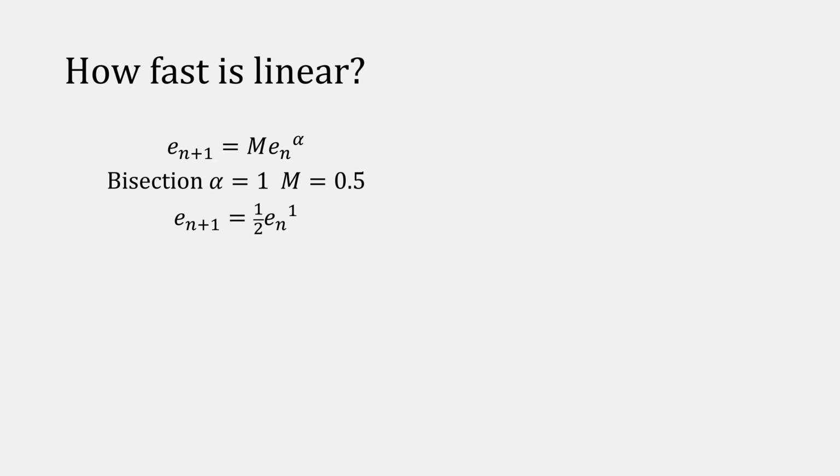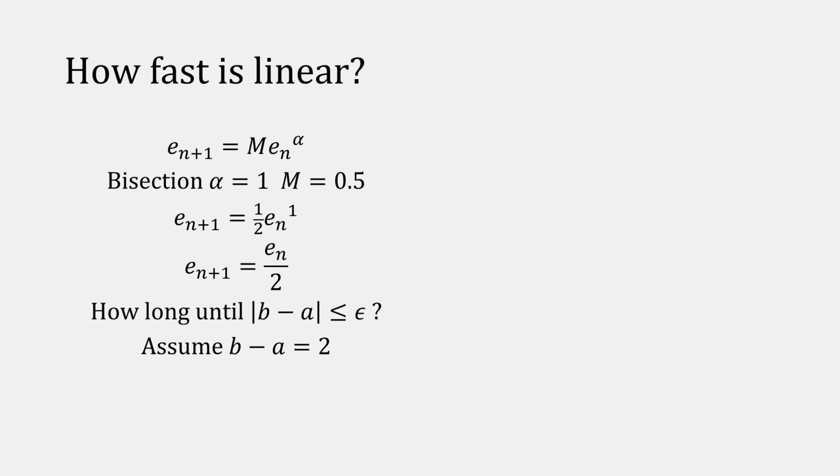But how fast is linear? If we take our error formula and use, for example, bisection, we know that alpha is 1 and m is a half. We plug those into our error formula, and we now have our next error being our previous error halved. So, how long would it take us to find b minus a in absolute value that's less than some tolerance epsilon? We'll just assume that b minus a is 2 and our ending tolerance is 10 to the minus 12. With b minus a equal to 2, that means the most our error could be is 1.